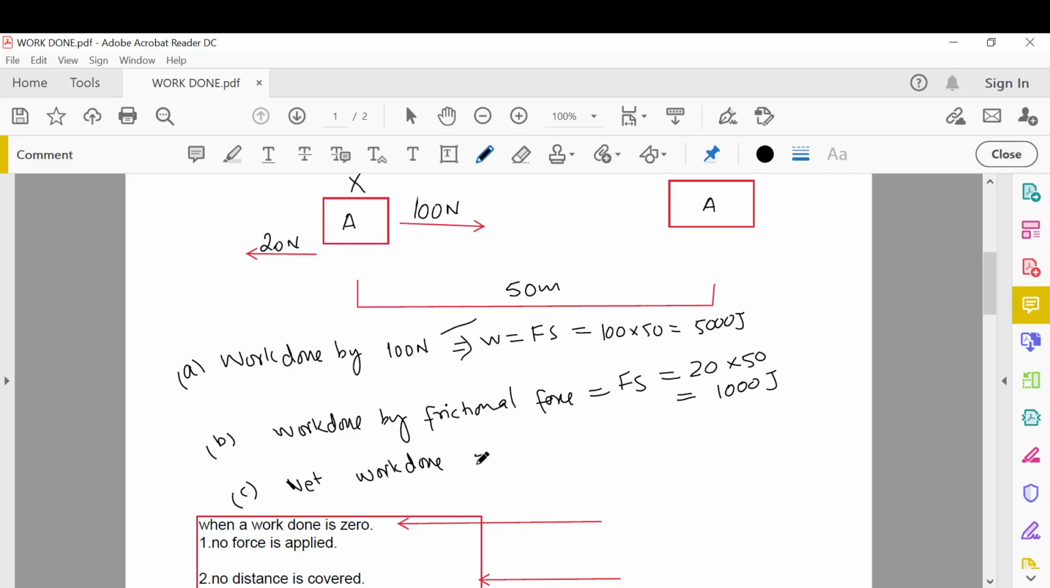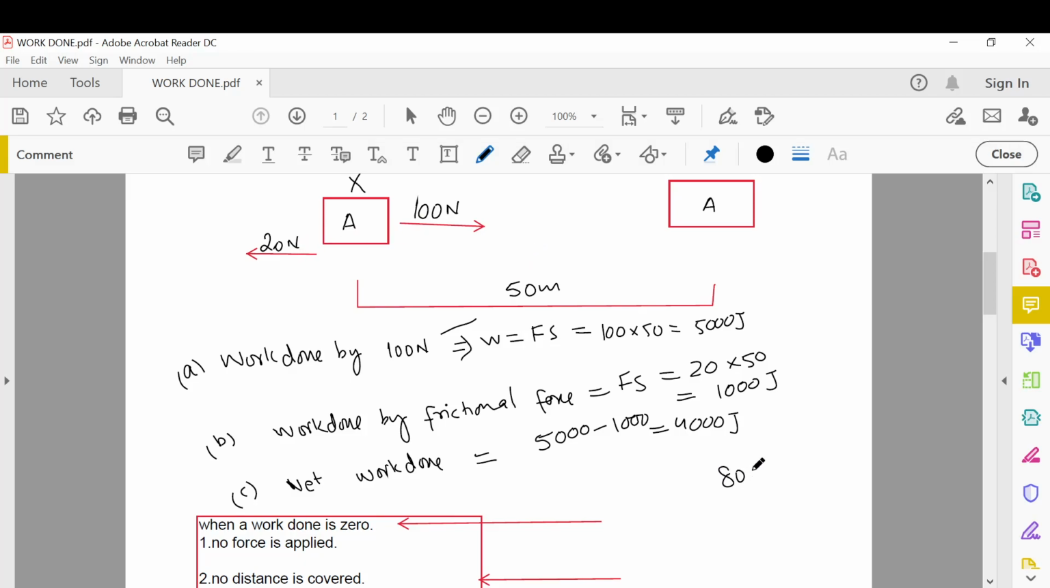Now net work done will be 5000 minus 1000. That makes 4000 joule work done on this block. There is another way of doing this. If you initially take a resultant force, 100 minus 20, that is 80.